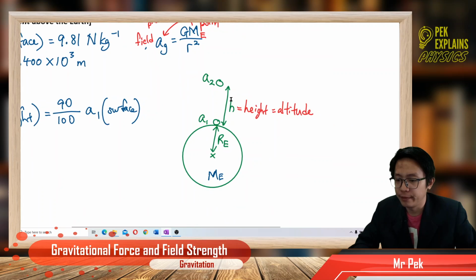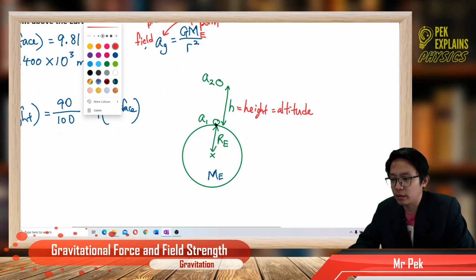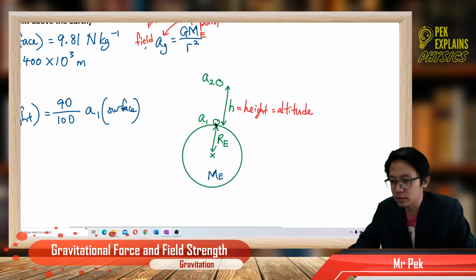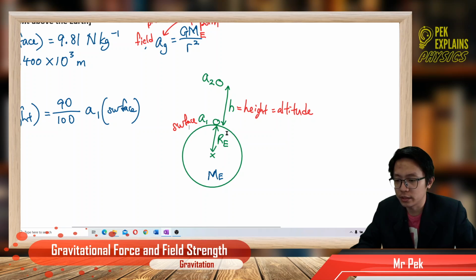Now between these two locations, I put A1 on the surface, and A2 is at a certain altitude or certain height. The h is called altitude or height, a certain distance away from the surface, which is A2.